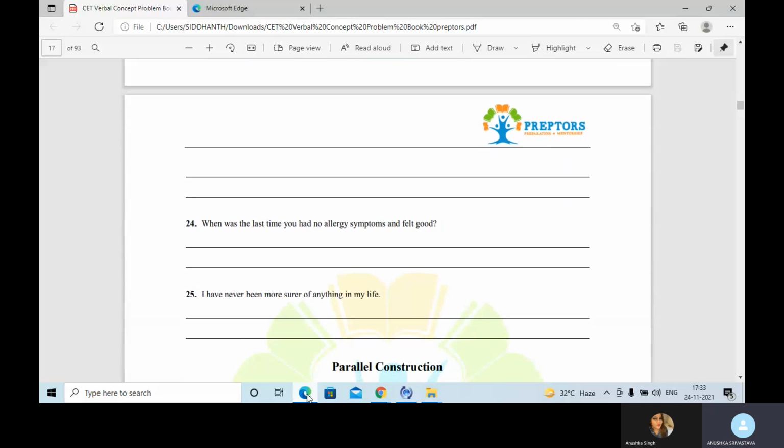25th is the question of double comparison. I have three degrees, guys: positive, comparative, and superlative. So positive being good, comparative being better, and superlative being best. I can't have two comparisons together, right? So double comparison is an error. So you can't say I've never been more surer of anything in my life. This becomes double comparison. So you would rather say I've never been surer of anything in my life, or you would rather say I have never been more sure of anything in my life.